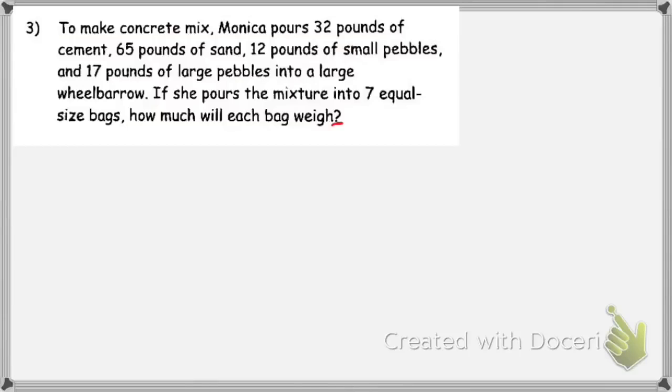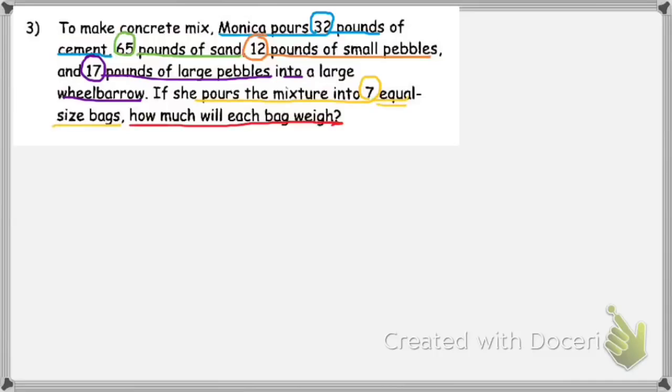Okay. Question asking word: how? How much will each bag weigh? That's what I need to figure out. What do I know? Well, I know that Monica pours 32 pounds of cement. She then pours in 65 pounds of sand. Then she pours in 12 pounds of small pebbles. And finally, she pours in 17 pounds of large pebbles. And she pours that into the wheelbarrow. I know that she's going to pour that mixture that's all mixed up in the wheelbarrow into 7 equal-sized bags.